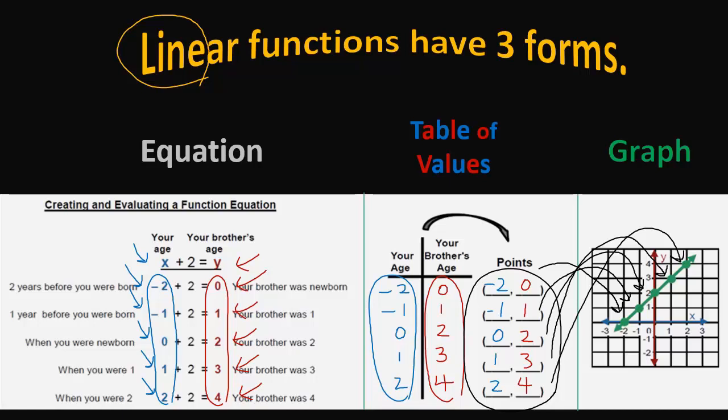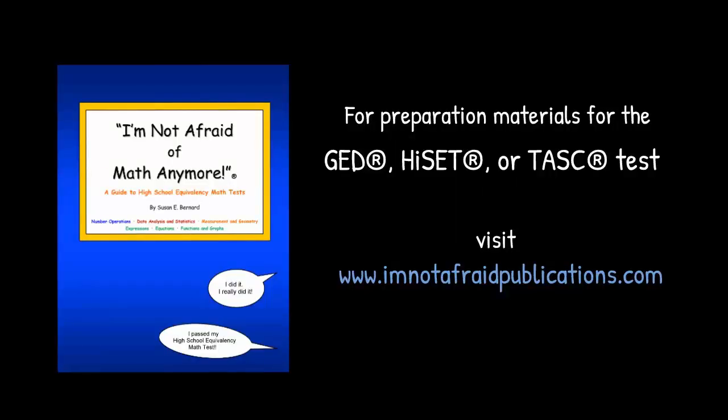Any point that we could find on that line would fit into our equation and our table of values, and anything that we put into the equation and table of values would also fit on the line. And that is how the equation, the table of values, and the graph all go together and are 3 different ways of showing the same information.